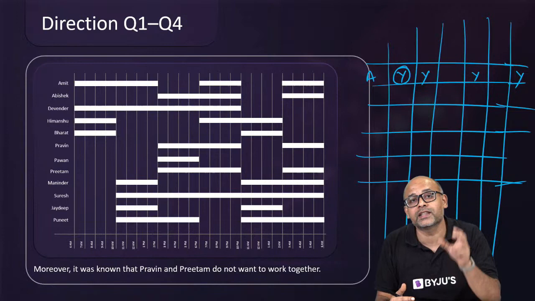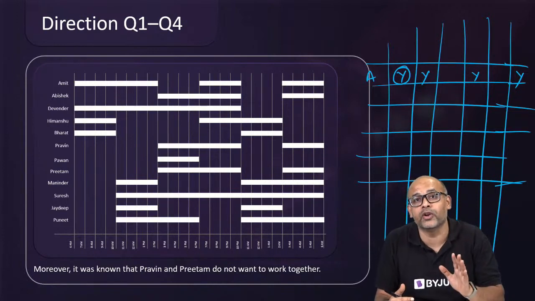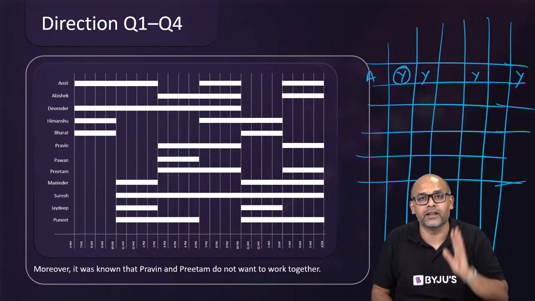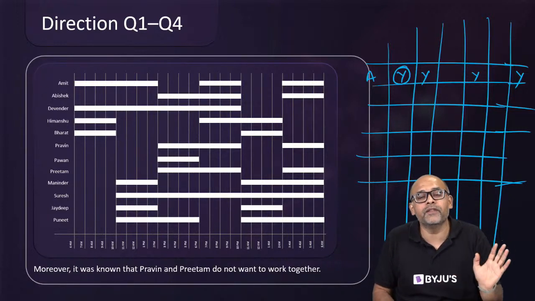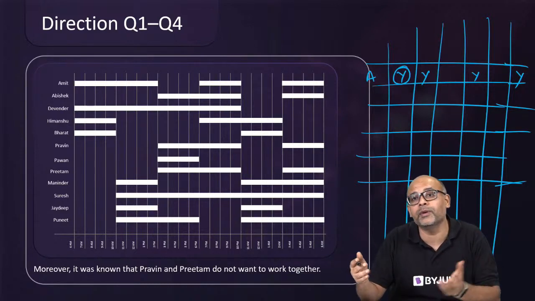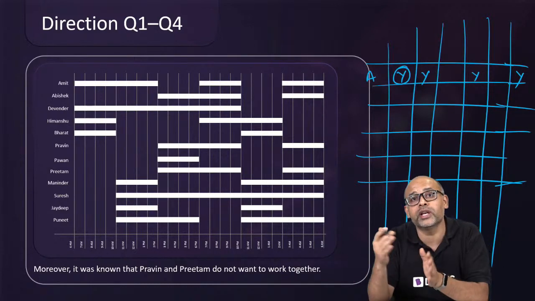What does a circle indicate? Circle indicates that he is working that day. Yes is for available, circle is for working. Right? That's a simple way. Or it can also be tick and cross. You can put ticks for available, cross for not available, and a circle on the tick. We are choosing him to work.